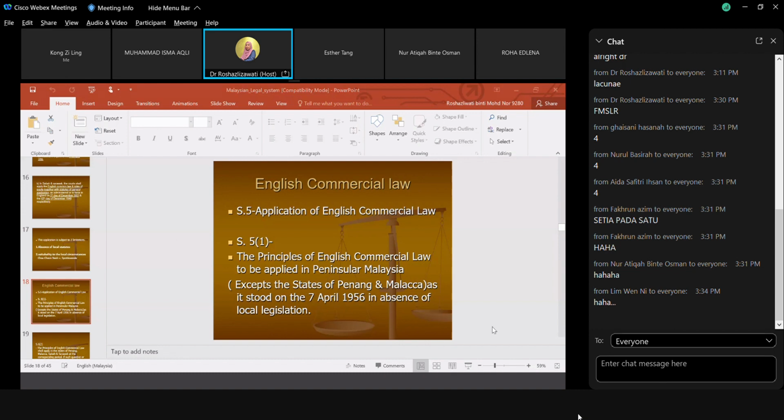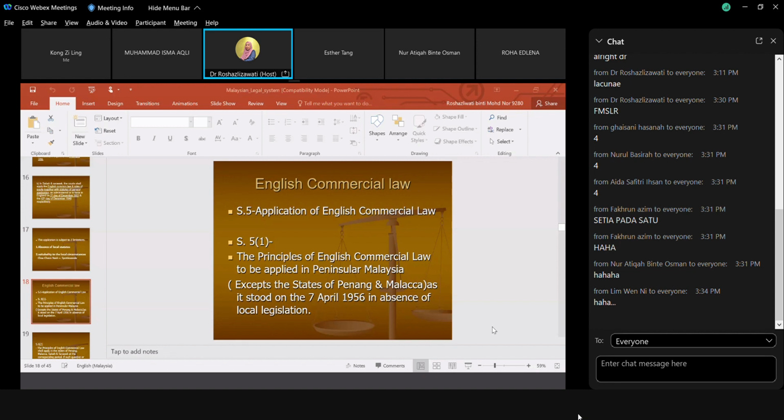And then English commercial law, okay, for section 5. Tadi kita bincangkan section 3 about the general application. Right now we come to the section 5, application of English commercial law. So whatever law relates to business or trade or commerce, okay, for example, sale of goods, hire purchase, contract, insurance law, maritime law, shipping, company, partnership law, agency law. So undang-undang yang berkaitan dengan commerce lah, perdagangan. Ianya berdasarkan Section 5 of Civil Law Act 1956 yang membenarkan kita menggunakan pakai undang-undang Inggeris. So Section 5 subsection 1, okay, the principles of English commercial law to be applied in Peninsula Malaysia.